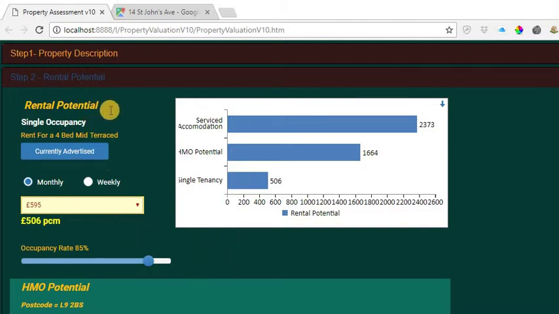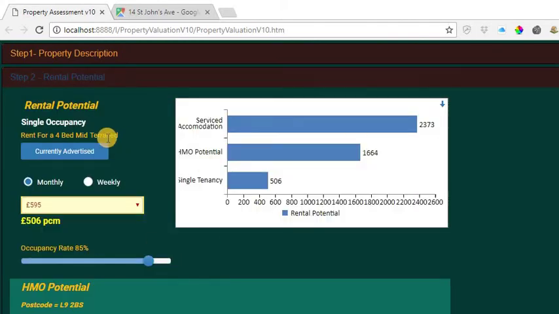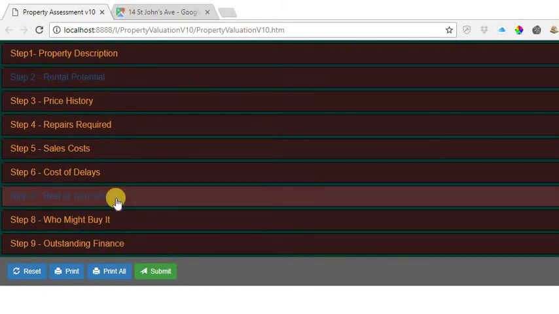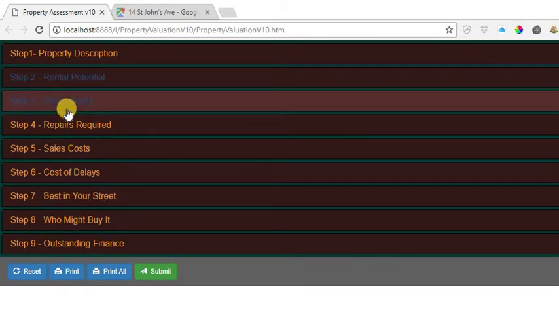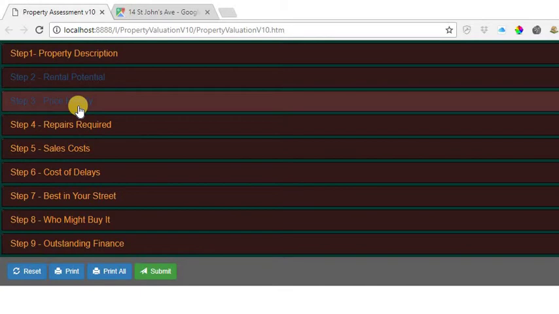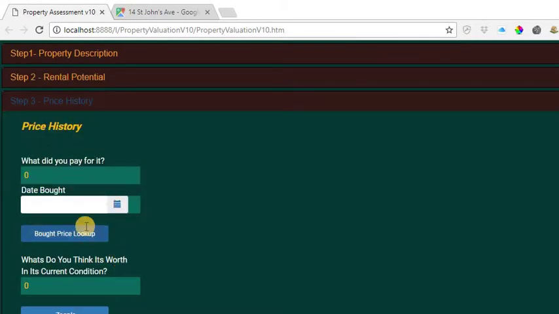Hopefully you can see by looking at those figures that you can place your property in alternative markets, and that's what we do. We put people's properties under the noses of people who run serviced accommodation, or buy-to-let houses in multiple occupation, and standard buy-to-let landlords as well. But today we're not going to do any of that. We're going to look at step 3 and look at the price history of the property.